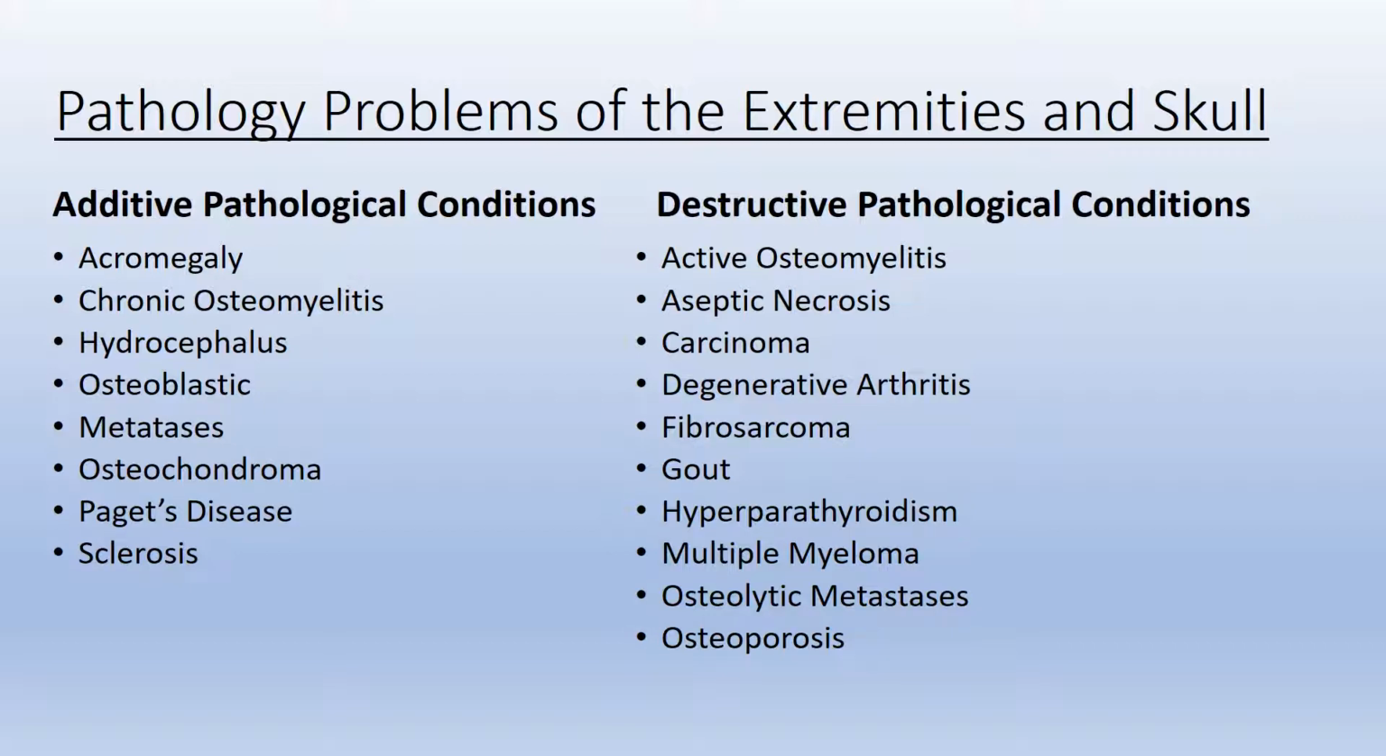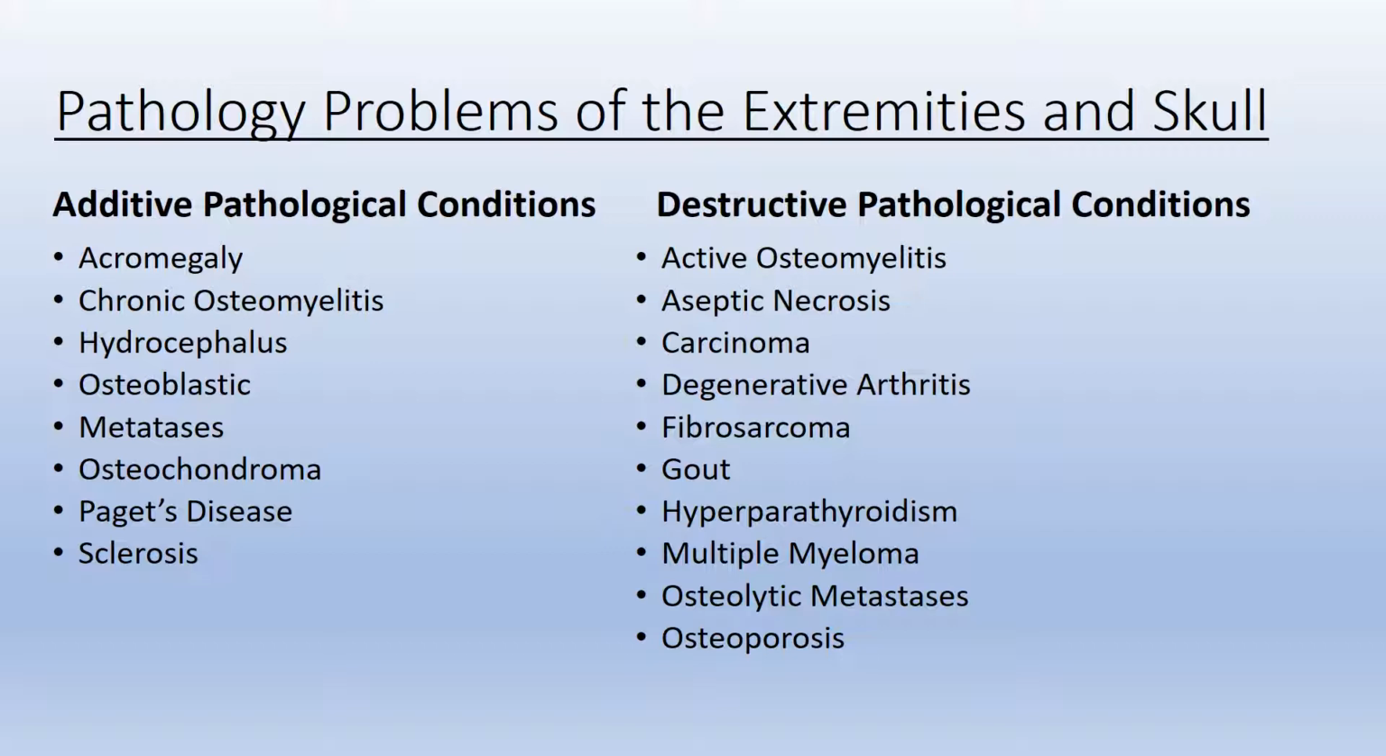Pathological problems of the extremities and skull would include the following. Additive pathological conditions would be acromegaly, chronic osteomyelitis, hydrocephalus, osteoblastic metastasis, osteochondroma, Paget's disease, and sclerosis.